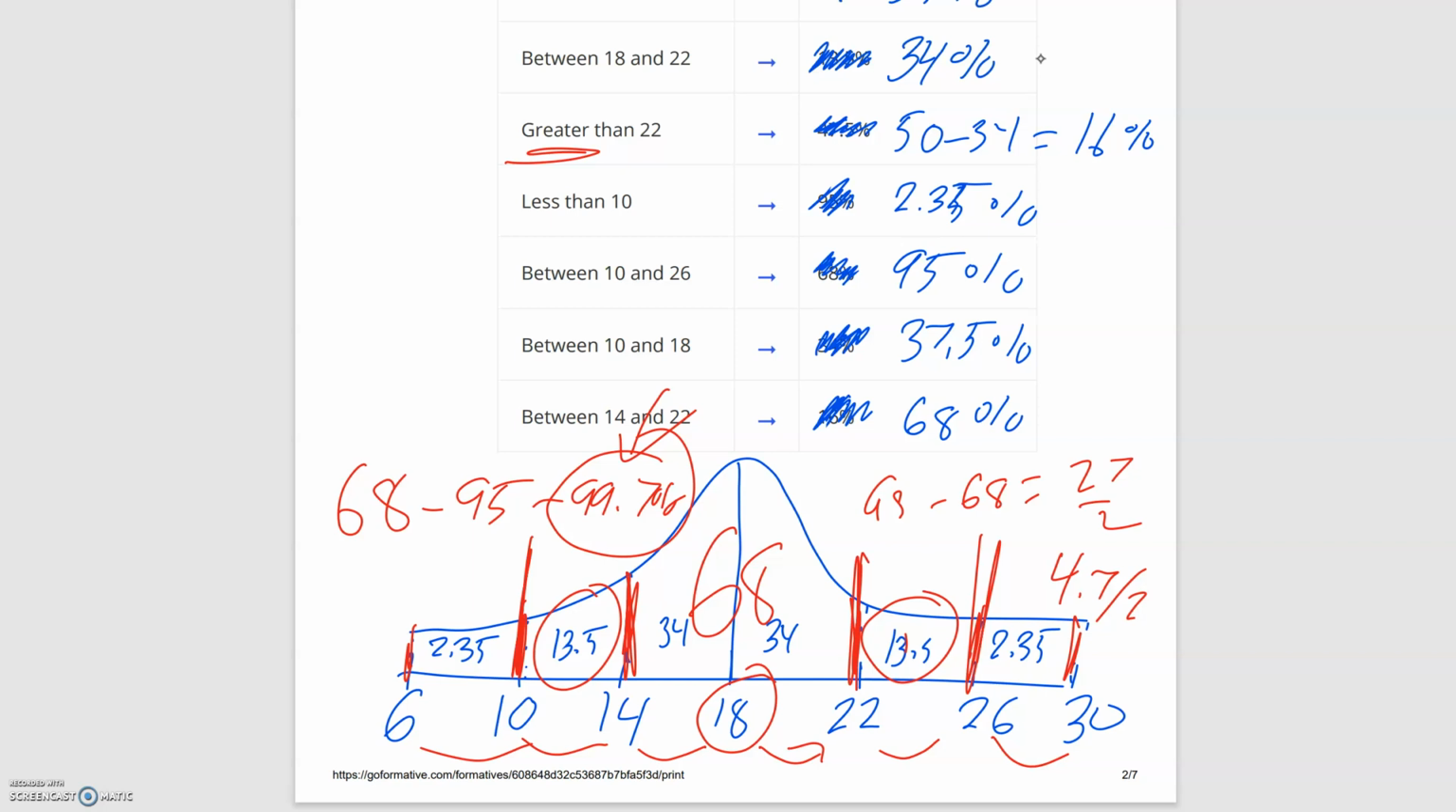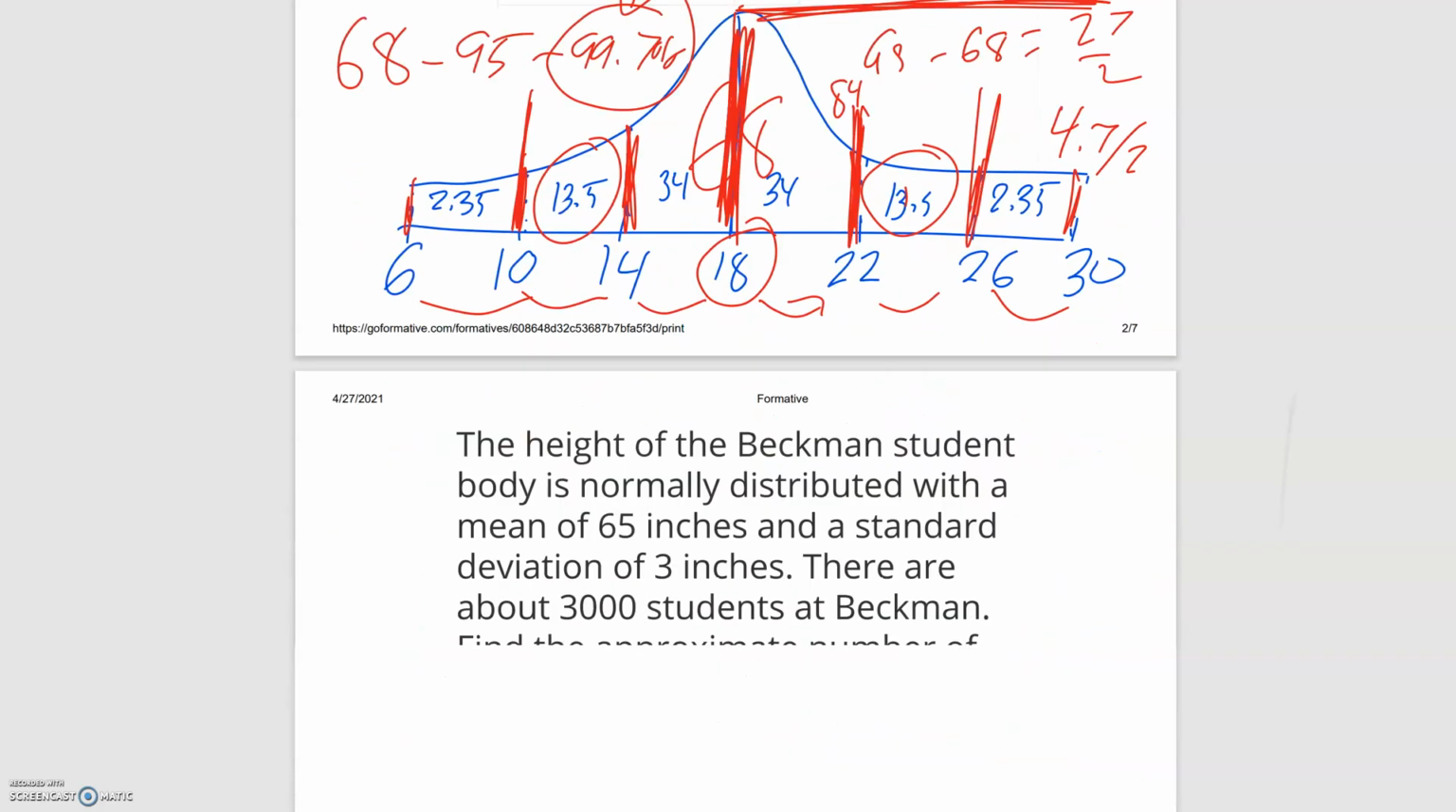Or another way of thinking of it says what's greater. I know that everything below 22 is 84. Because that's 50%, right? Everything below the mean is 50%. 50 plus 34 is 84%. And therefore, everything greater than 22 would just be 1 minus 84. Or another way of doing it would just simply be like 50% of the data is above the mean. So that's 50 minus 34, which gives you your 16. You can go either way on there. So that's basically just the empirical rule.